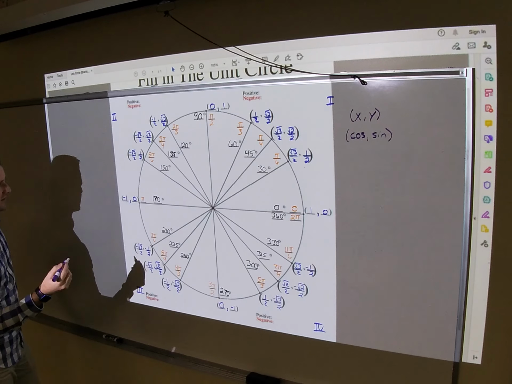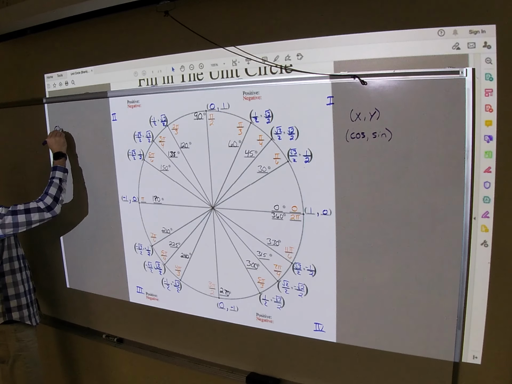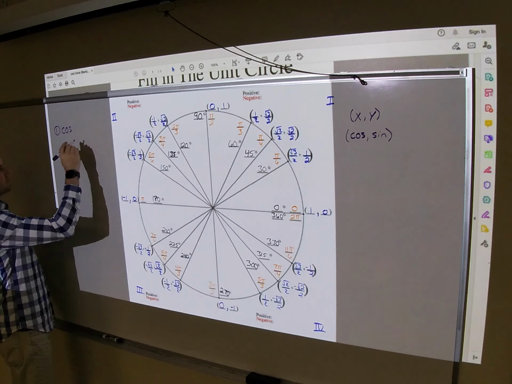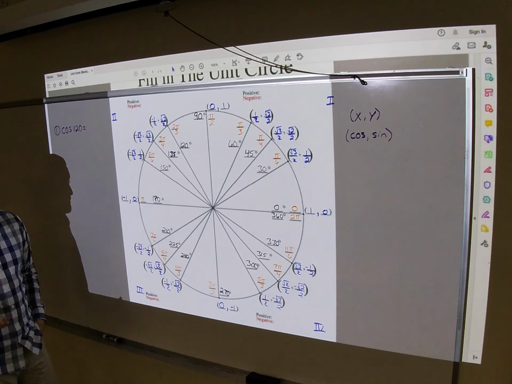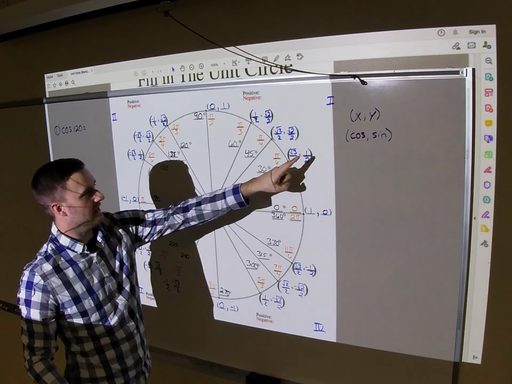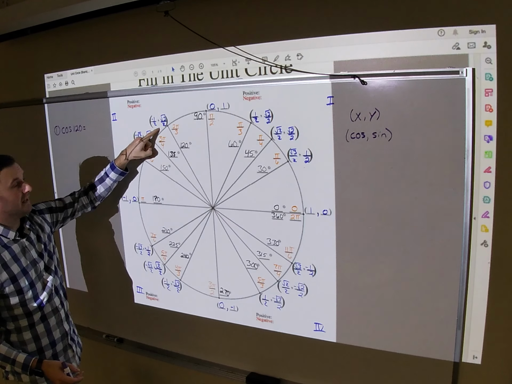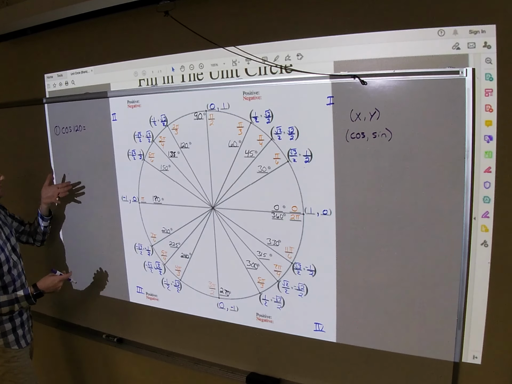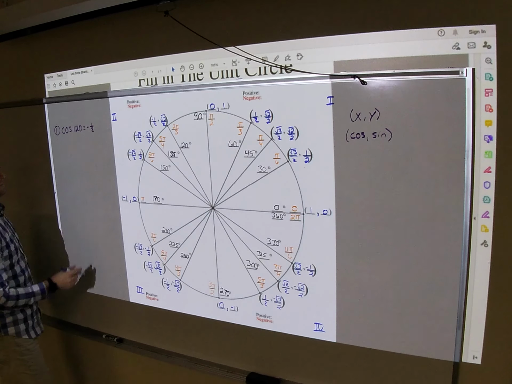Okay, what do I mean by that? Let's go ahead and take a look at a couple of examples. So let's say example 1 here. I wanted to figure out what is the cosine of 120 degrees. And I wanted to know what that meant. So I'm going to find 120 degrees on here. And I know that cosine is the x value. So at 120 degrees on my coordinate point, I want to know what the x value is. Well, the x value is a negative 1/2. Therefore, the cosine of 120 degrees is a negative 1/2.